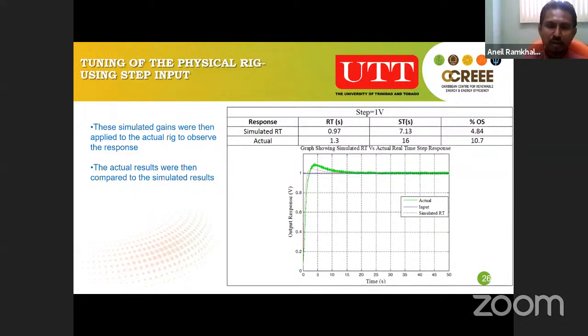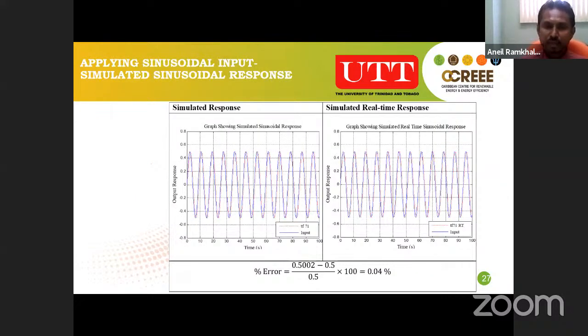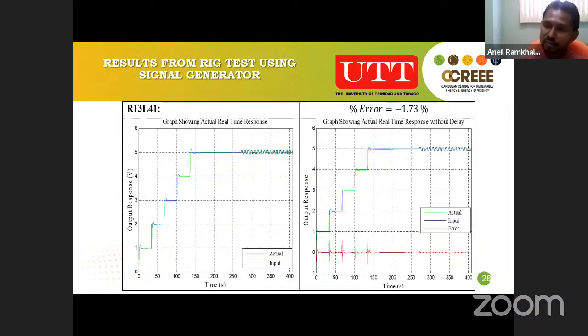So we decided to apply our sinusoidal input. We did a lot of testing and we tried to do this in phases, just to reduce our errors. And it being hydraulics, we did not want to damage any of our equipment. So again, we simulated theoretically based on those gains. You can see here our percentage error between the input signal and our output was 0.04%. Due to that low error, we said, okay, that is fine to apply to our physical rig. And we applied it to our rig.